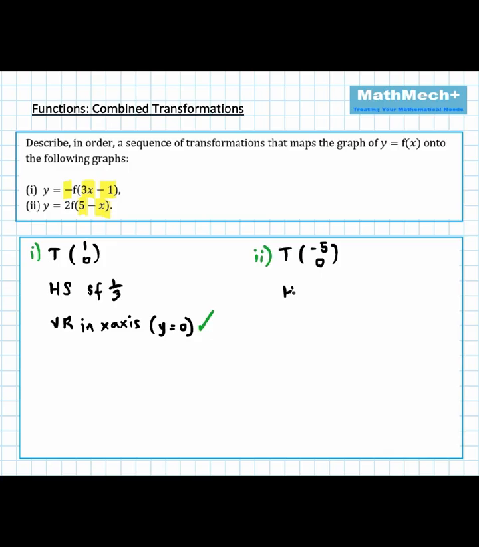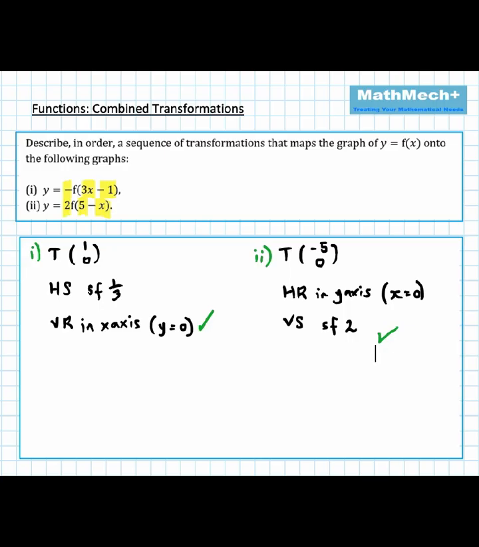And then we have a horizontal reflection in the y-axis, which is x is equal to 0, we could say. And lastly, we have a vertical stretch. And again, it's outside, so it's a y-valued one. So the scale factor of 2, it's a normal arithmetic, we'd say.